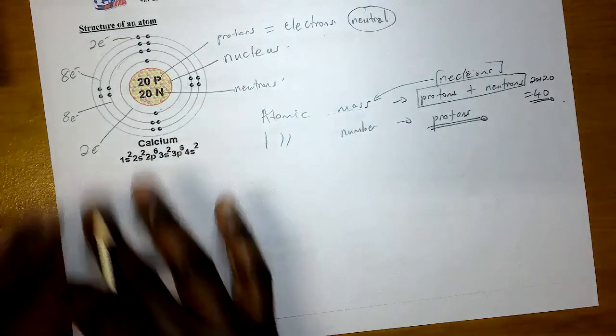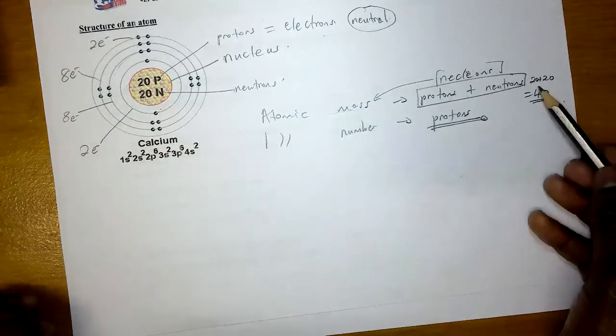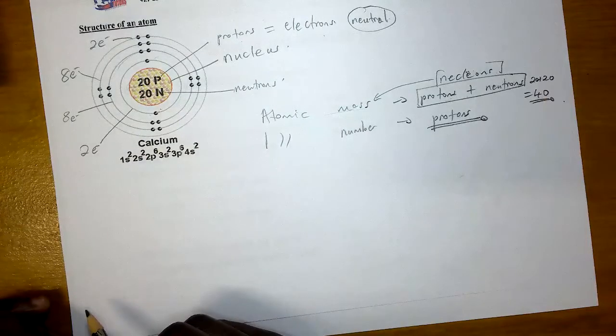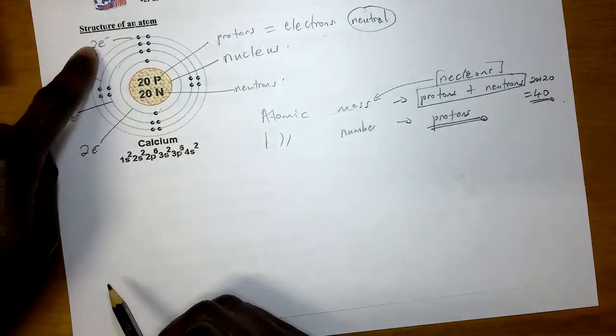Now, here is another thing again. Let's say they ask you about the atomic, what is it? What can I say? What we have here is neutrons, okay?